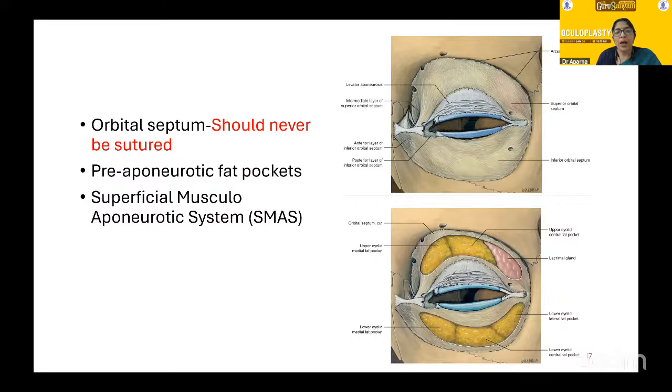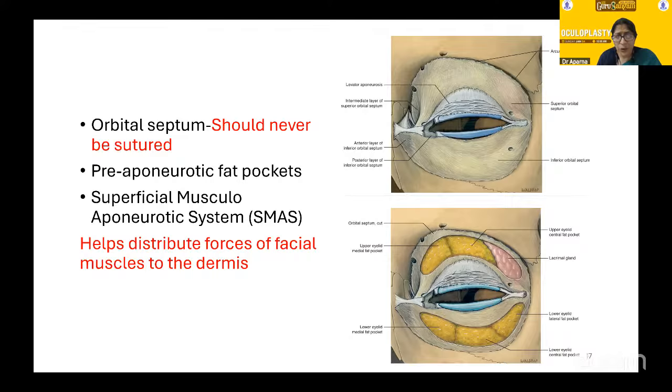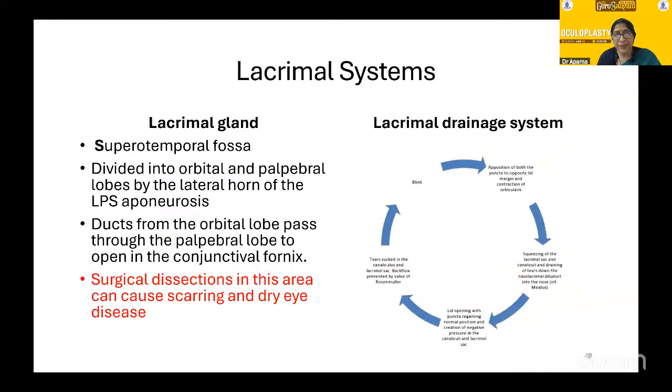There is something called the superficial musculoaponeurotic system, I'm sorry for the spelling, which helps distribute forces of the facial muscles to the dermis. Coming on to the lacrimal system, the lacrimal gland and the lacrimal drainage system.